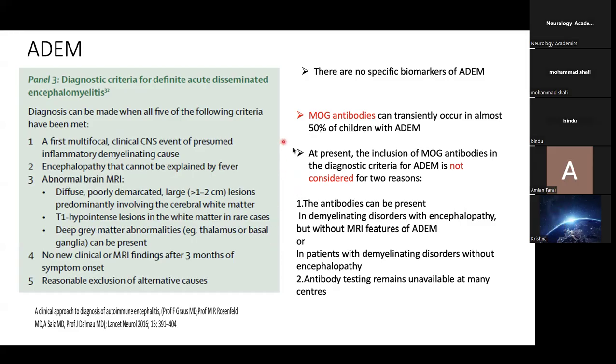There is no specific biomarker of ADEM. MOG antibody transiently occurs in almost 50% of children with ADEM. At present, the inclusion of the MOG antibody in the diagnostic criteria of ADEM is not considered, for two reasons. One is that MOG is a non-specific antibody, so the antibody can be present in demyelinating disorder with encephalopathy but without MRI features of ADEM, or sometimes in patients with demyelinating disorder without encephalopathy. And another is that antibody testing remains unavailable in many centers. So that's why MOG antibody is not included in the criteria to diagnose ADEM.